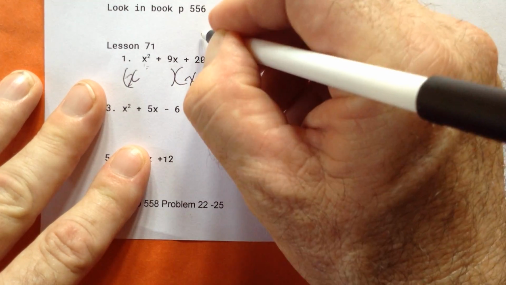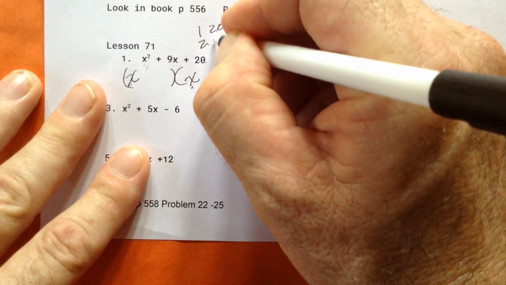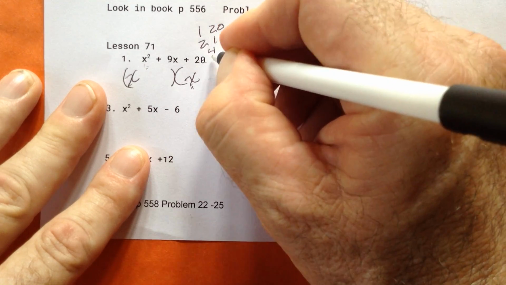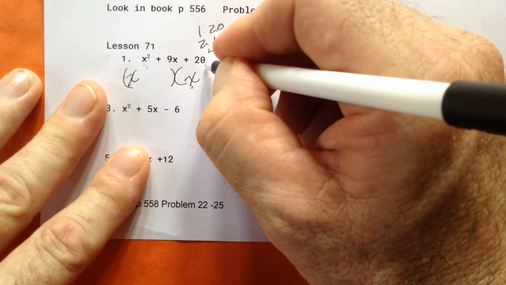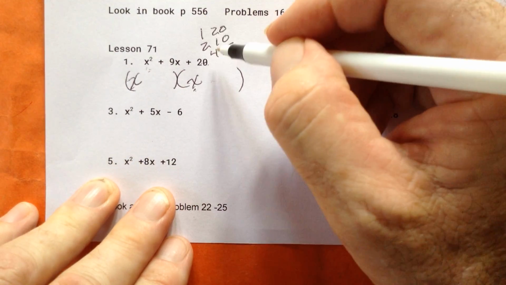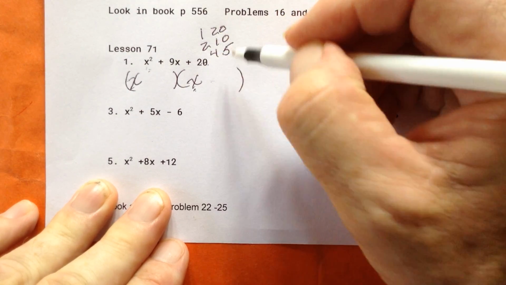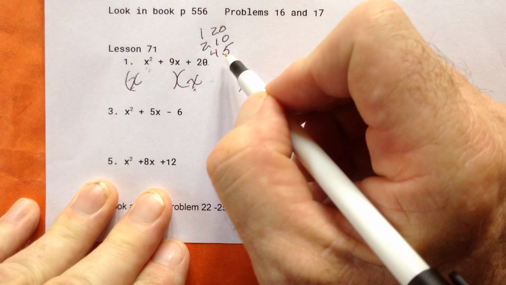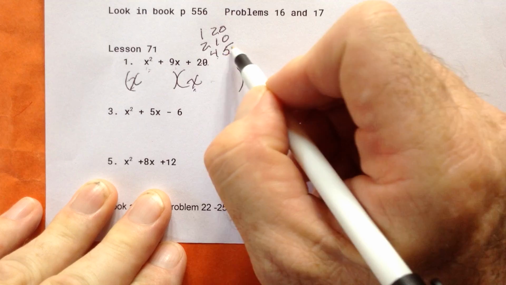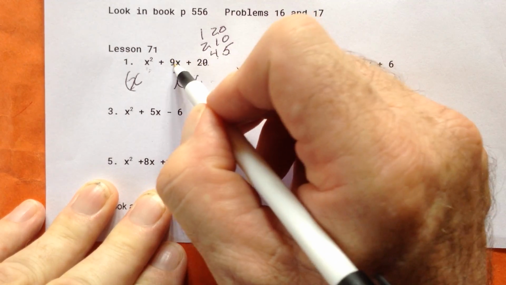So the factors, I can list them. I got 1 and 20. I got 2 and 10. I got 4 and, 4 times what? 4 times 5 is 20. So these are all the factors. 1 times 20 is 20, 2 times 10 is 20, and 4 times 5 is 20. But you notice 4 and 5 will add up to 9. So you need to find the two that will add up to this number in the middle.